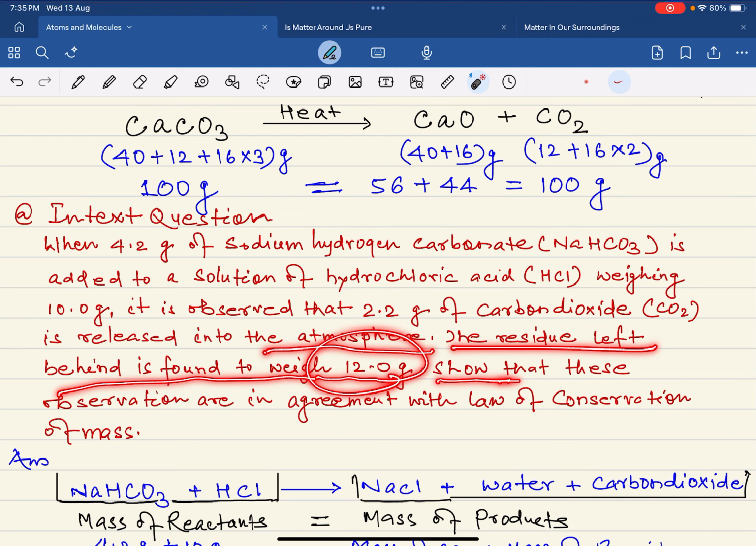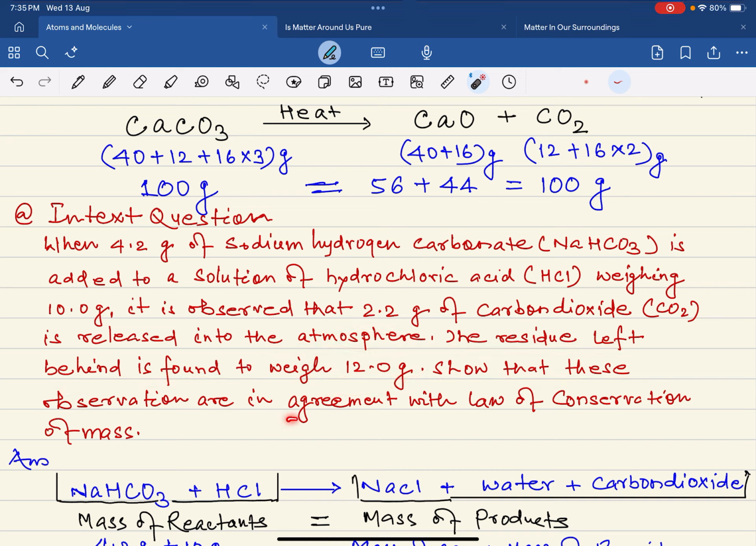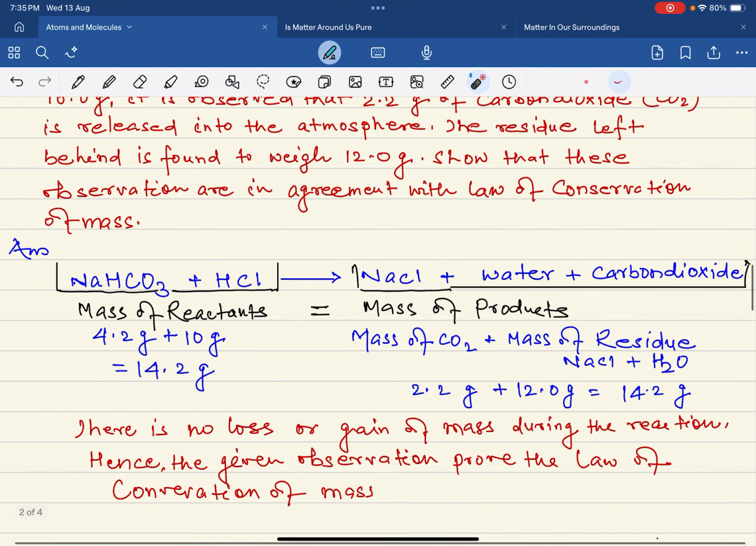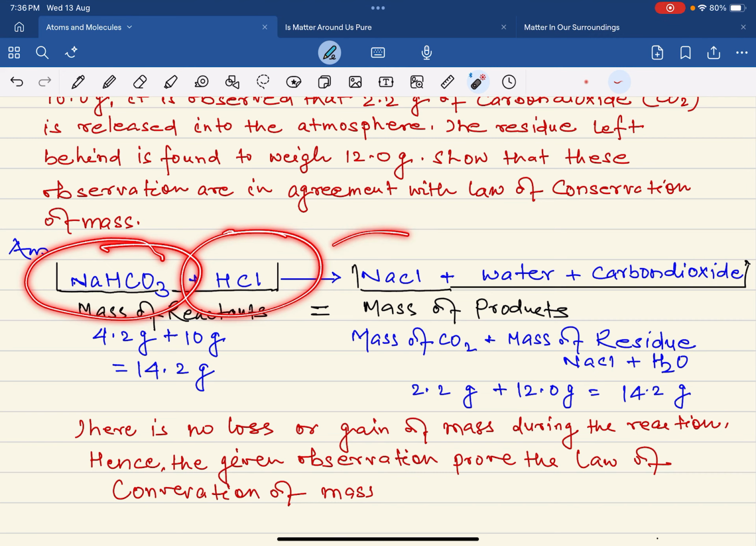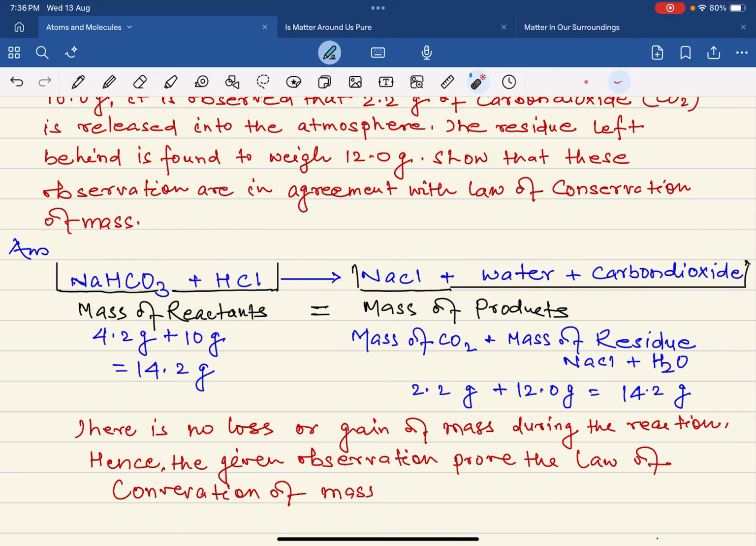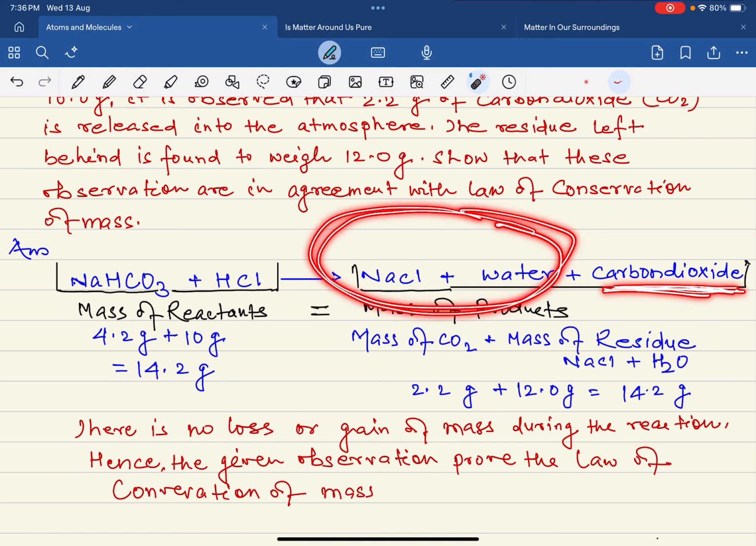So, on the basis of this observation, prove the law of conservation of mass. In this case, we compare the mass of reactant and mass of product. First of all, identify the reactants involved in this chemical reaction: sodium hydrogen carbonate and hydrochloric acid, and the products formed are sodium chloride, water and carbon dioxide. But according to the question, CO2 gas is released, and sodium chloride plus water is left as a residue.